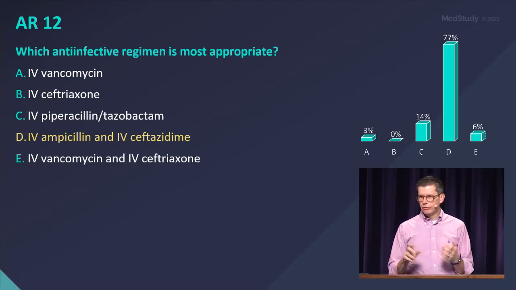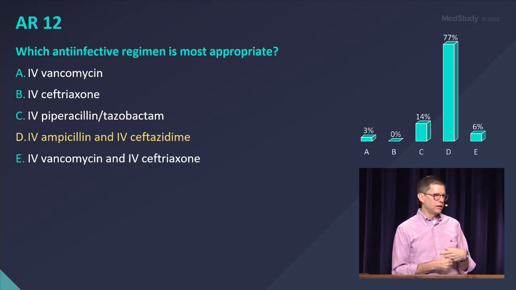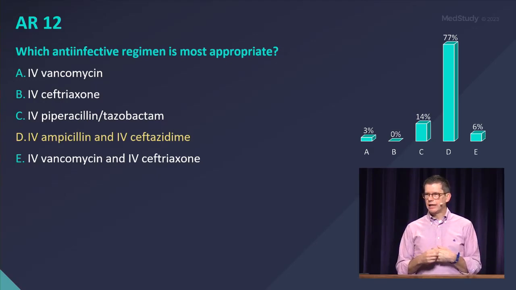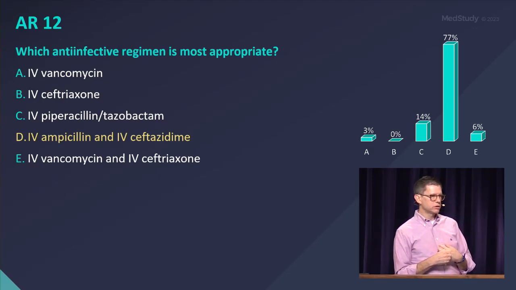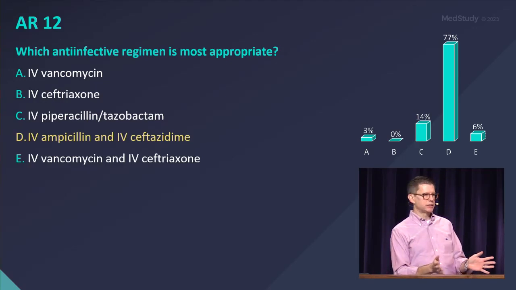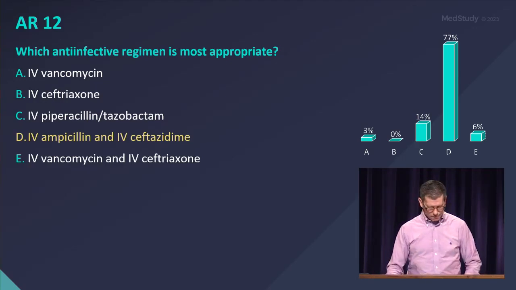We also tend not to give newborns ceftriaxone because of the displacement of bilirubin and the biliary sludge that can happen. Piptazo does not cross the blood-brain barrier very well, so we tend not to use piptazo for CNS infections. And then IV vanc and ceftriaxone, again, we use that empirically for the routine bacterial meningitis in older kids.